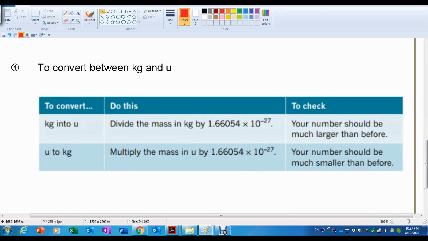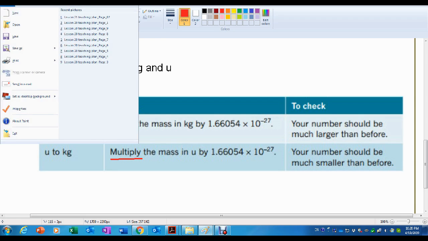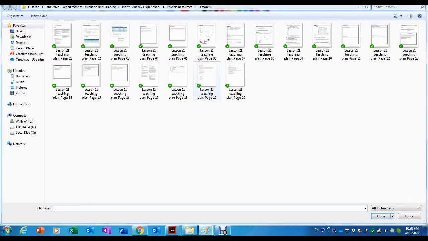Okay, to convert between kilogram and U, if you have kilograms and you want to convert into U, you need to divide. On the other hand, from U to kilogram, you multiply. And for kilogram to U, of course, your number should be much greater than before. From U to kilogram, your number should be much smaller than before, because U is comparatively super small compared to kilogram.